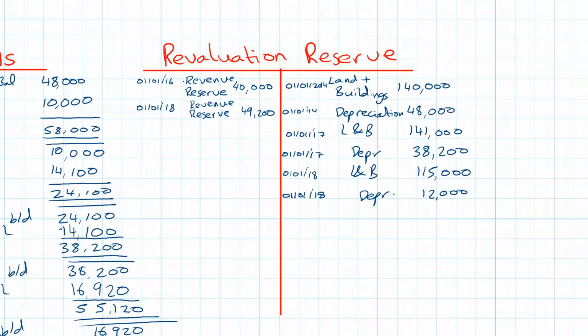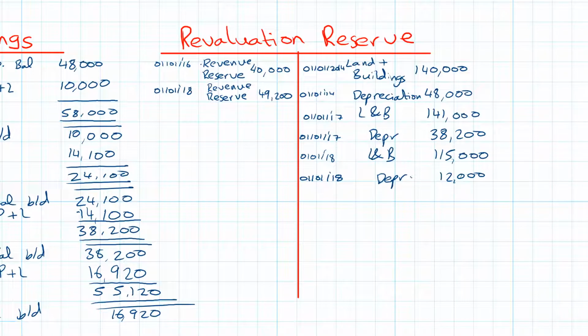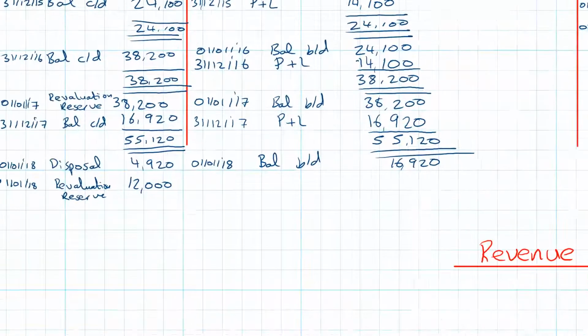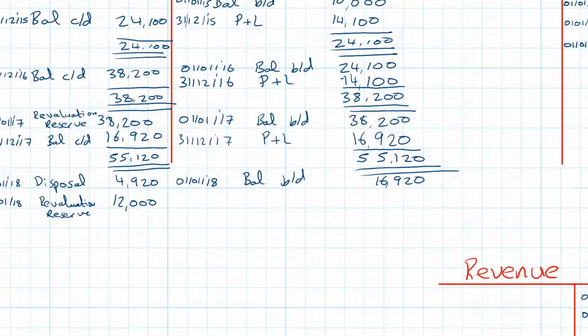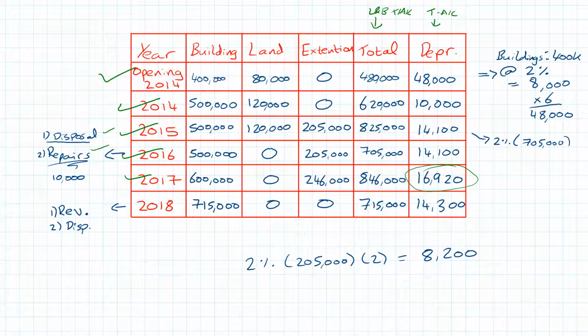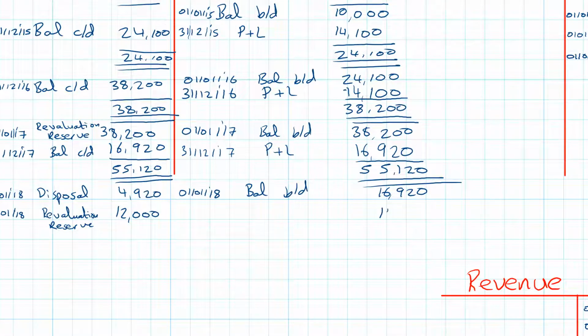Perfect. Now, we should be done except for our P&L charge for this year. P&L charge for this year, 1430. So 14,300 going to P&L. Again, always the very end of the year we charge this.